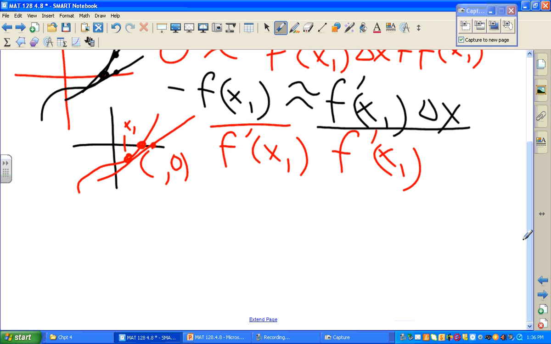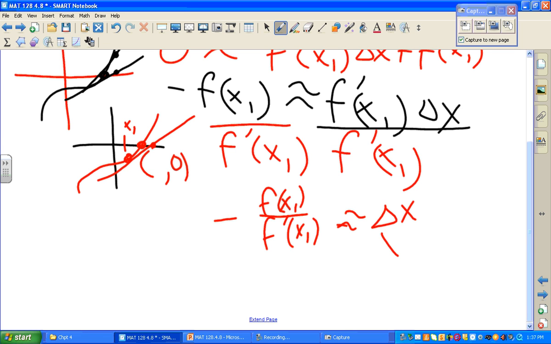So I have the opposite of the function value of x sub 1 over the derivative value of x sub 1. That's approximately equal to delta x. And we said earlier x sub 1 was my guess, right? And delta x is the difference between my next one and my guess.